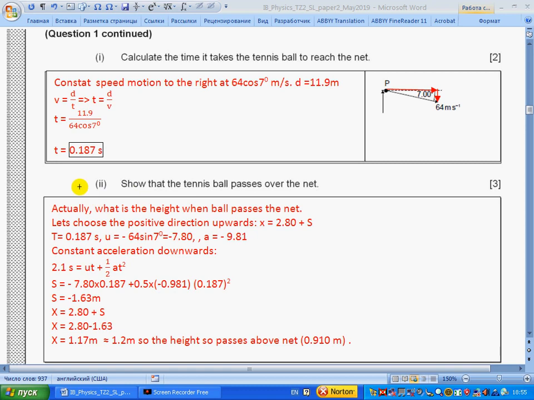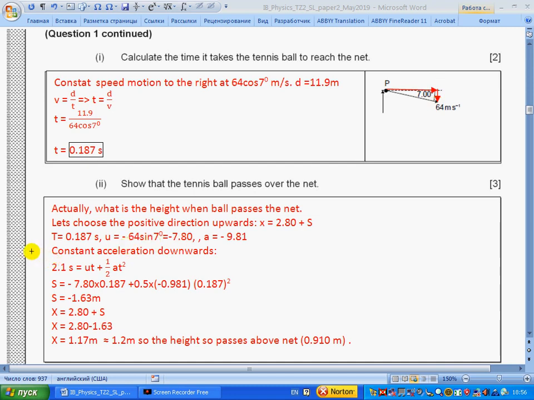Show that the tennis ball passes over the net. Actually, what they ask is the height when the ball passes the net. Let's choose the positive direction upwards, then the coordinate of the height will be 2.80, the initial position, plus displacement. Time we know. The initial velocity, from the resolution, is minus 64 sine 7 degrees, and the acceleration is downward, 9.81, so downward means negative. The initial velocity is also downward, which is also why it is negative.